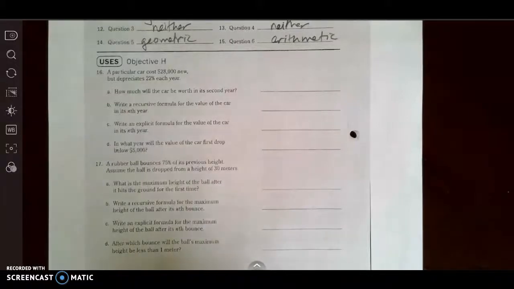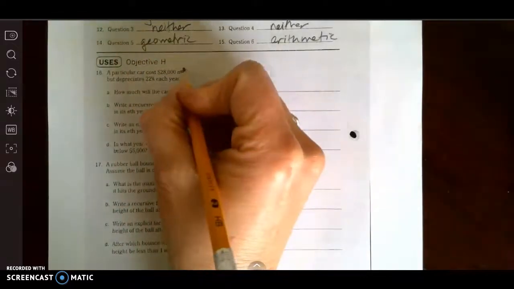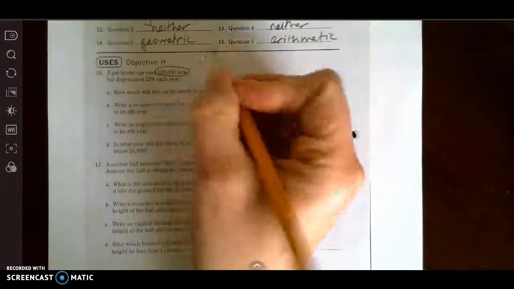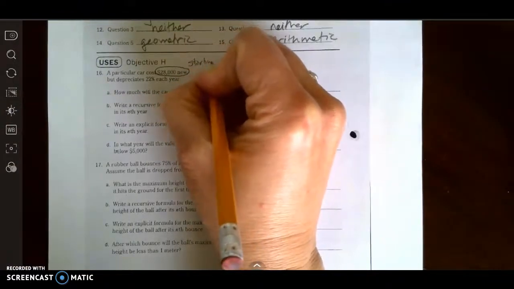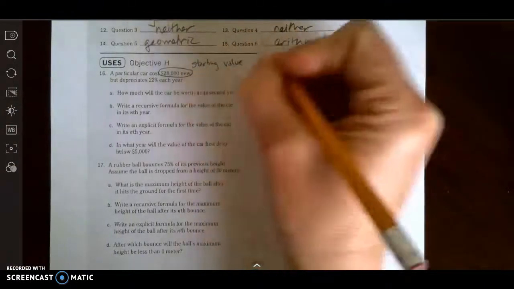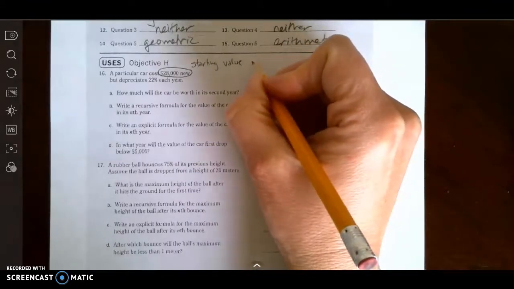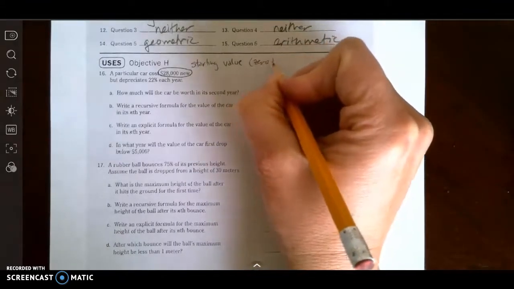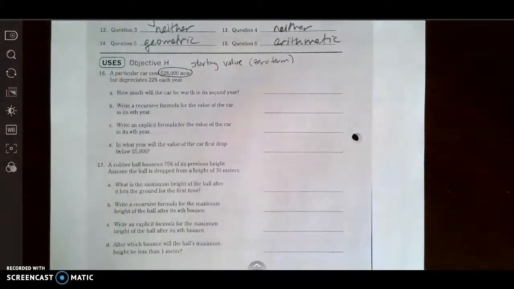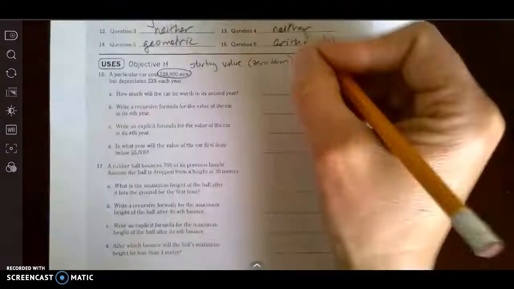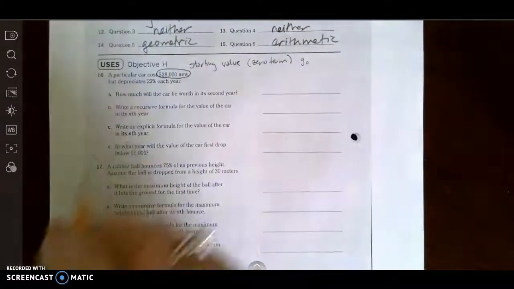So here's the rest of the lesson master, 8.2, geometric sequences. A particular car costs $28,000 new. Since it's brand new, this is the starting value. So this would be considered the zero term because it's not the value after a year. It's the value right at the beginning. So we could call it G sub 0.